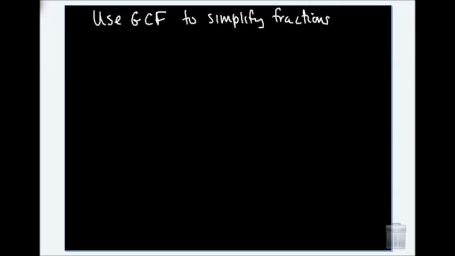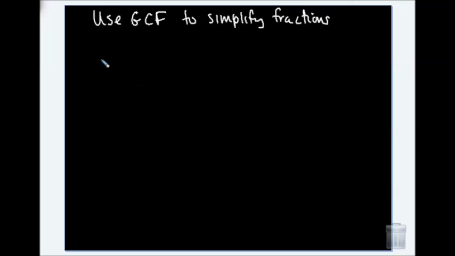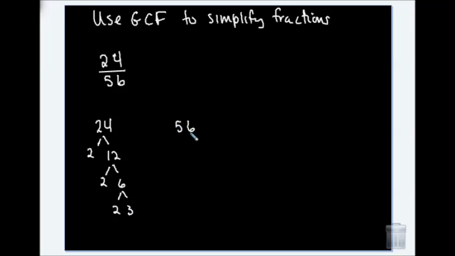Right. Let's go back to these numbers here. I had 24 and 56. So let's say I put 24 over 56. Well, we factored 24. And we factored 56. And you remember those pairs we were talking about?